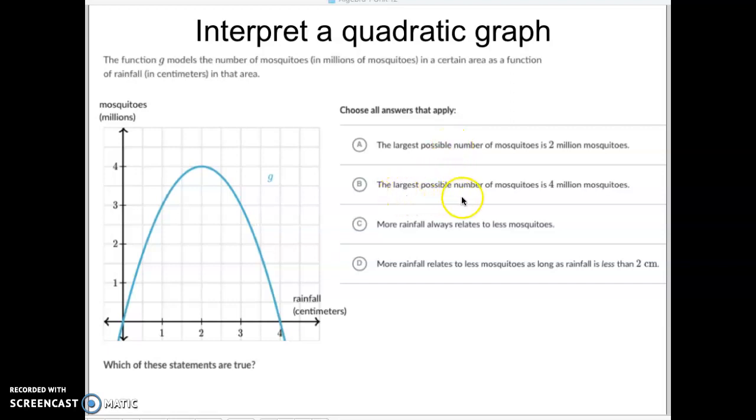Letter B, the largest possible value of mosquitoes is 4 million. Well, we just answered that one. That is a true statement, so we will click that one as an answer.